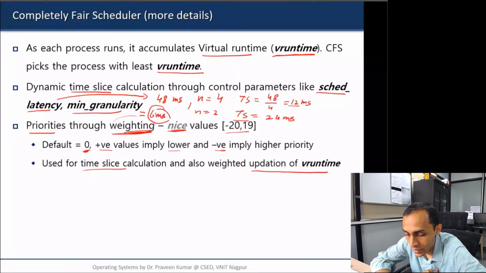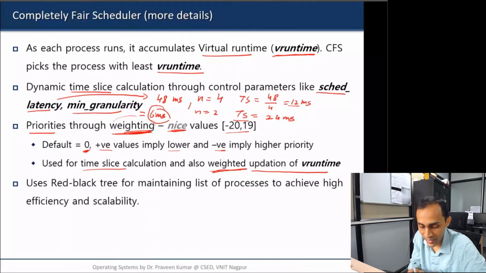So this virtual runtime, instead of accumulating in the straightforward way, gets updated in a weighted manner. Through that, the higher priority process will get more share and the lower priority process will get less share. So that is the way it is done.